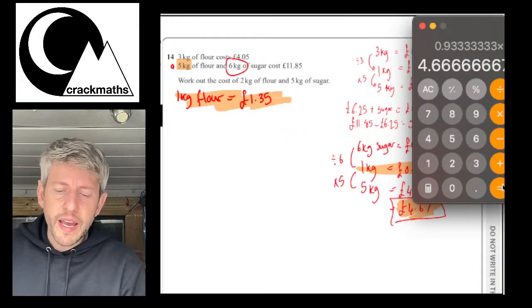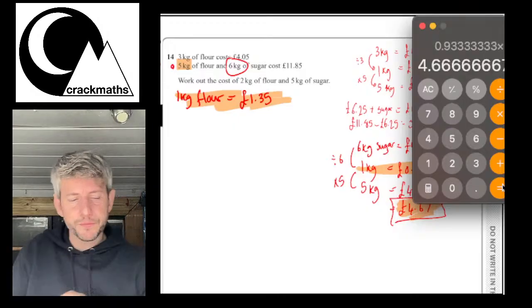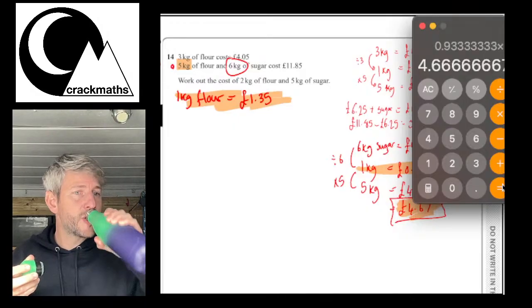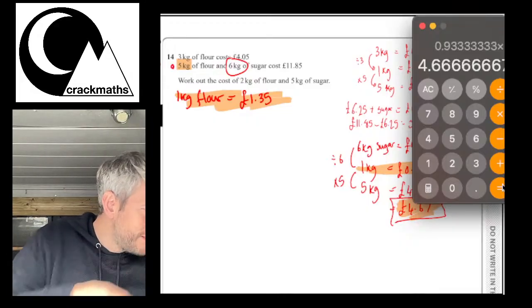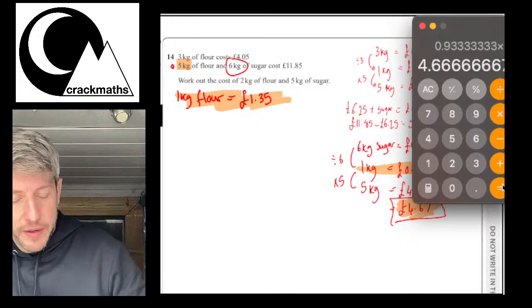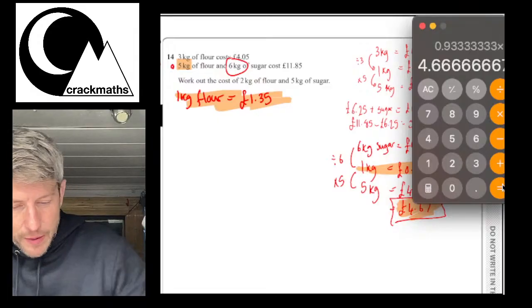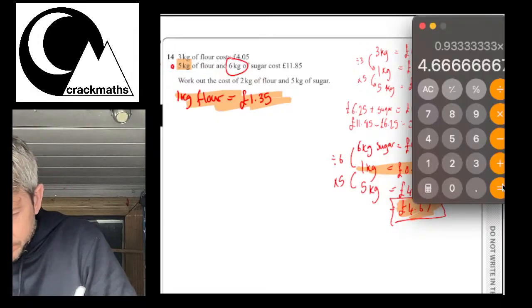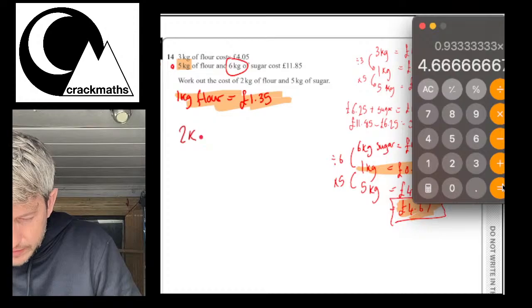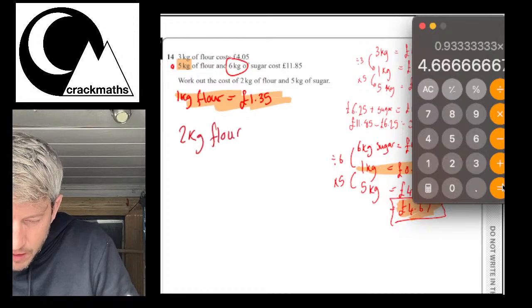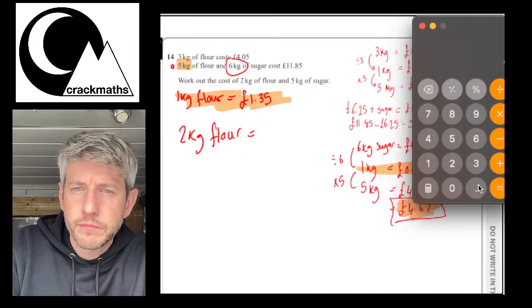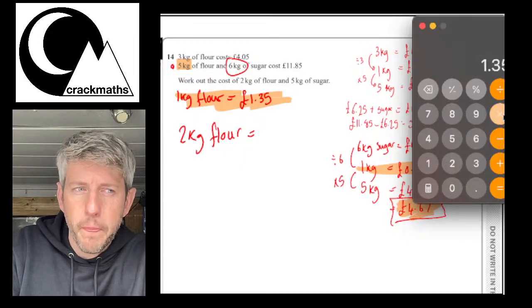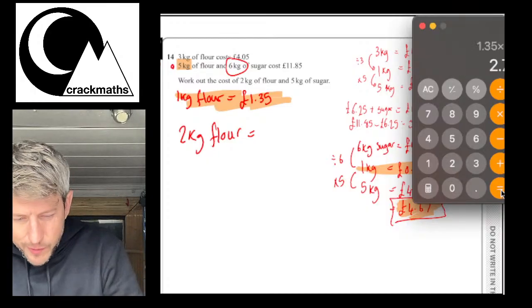So here we go, 1 kg of flour equals £1.35. So if I times that by 2, I'm going to get 2 kg of flour. So here we go. So that equals £2.70.